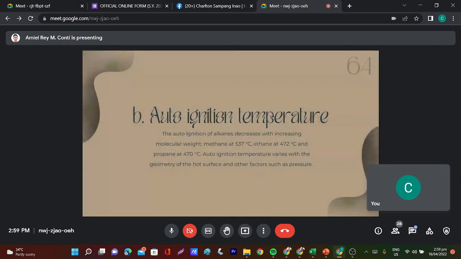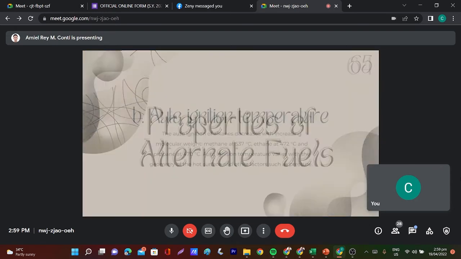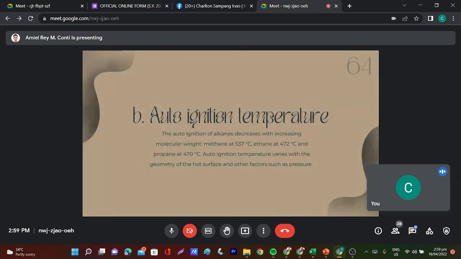Next po. Next is the auto-ignition temperature. The auto-ignition temperature of alkenes ay nagdi-decrease habang tumataas ang molecular weight. Ang example niyan is yung methane at 537 degrees Celsius, ethane at 472 degrees Celsius, and propane at 470 degrees Celsius. So yung auto-ignition temperatures, dependent siya sa geometry ng surface na mainit and also yung pressure na na-experience niya.